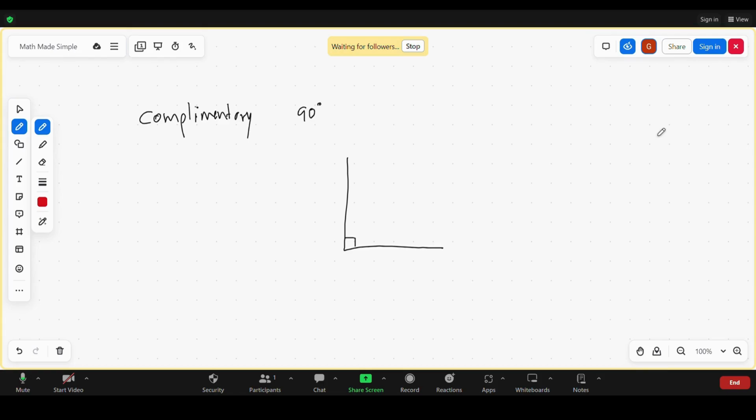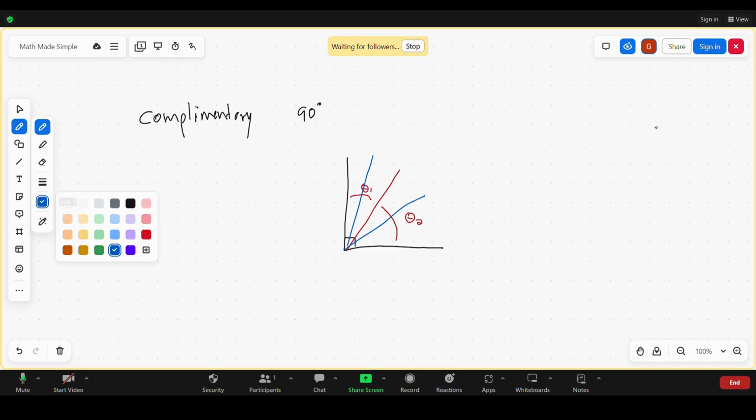And if we split this any way, so we have theta 1 and theta 2, no matter where we split it, we could split it here, over here, or up there, these two angles will always add up to 90 degrees. That's just the definition of complementary angle.